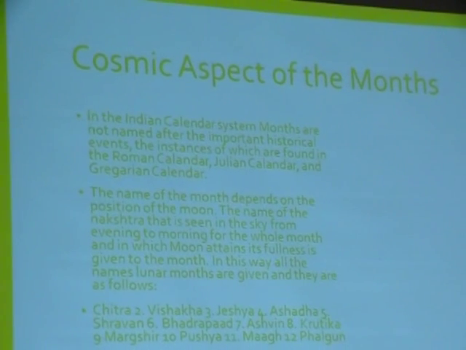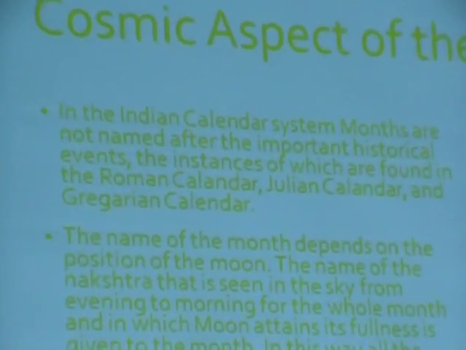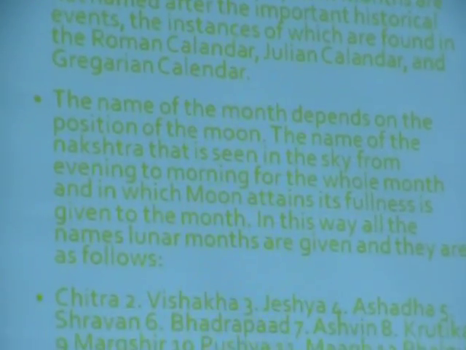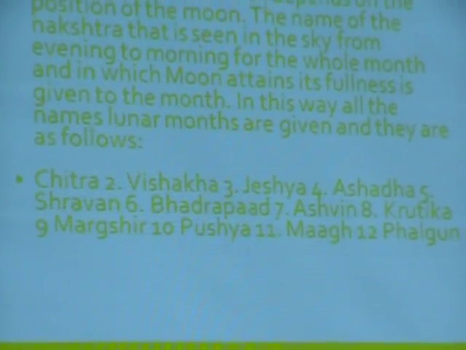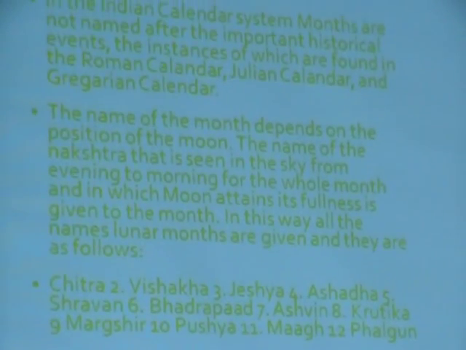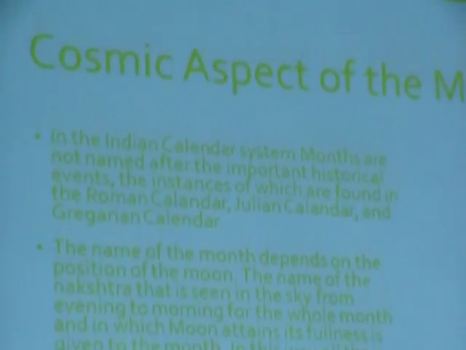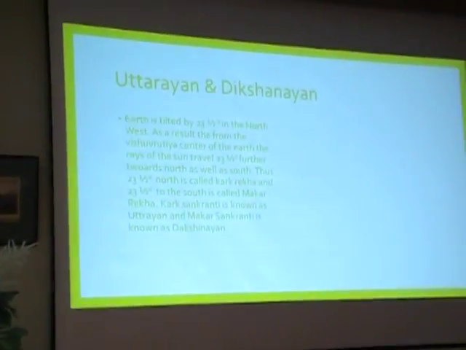Then the cosmic aspect of months, if you go back to the names of the months. Like the Roman calendar, the Julian calendar, the Gregorian calendar, it does not depend on historical events. It depends on cosmic events.